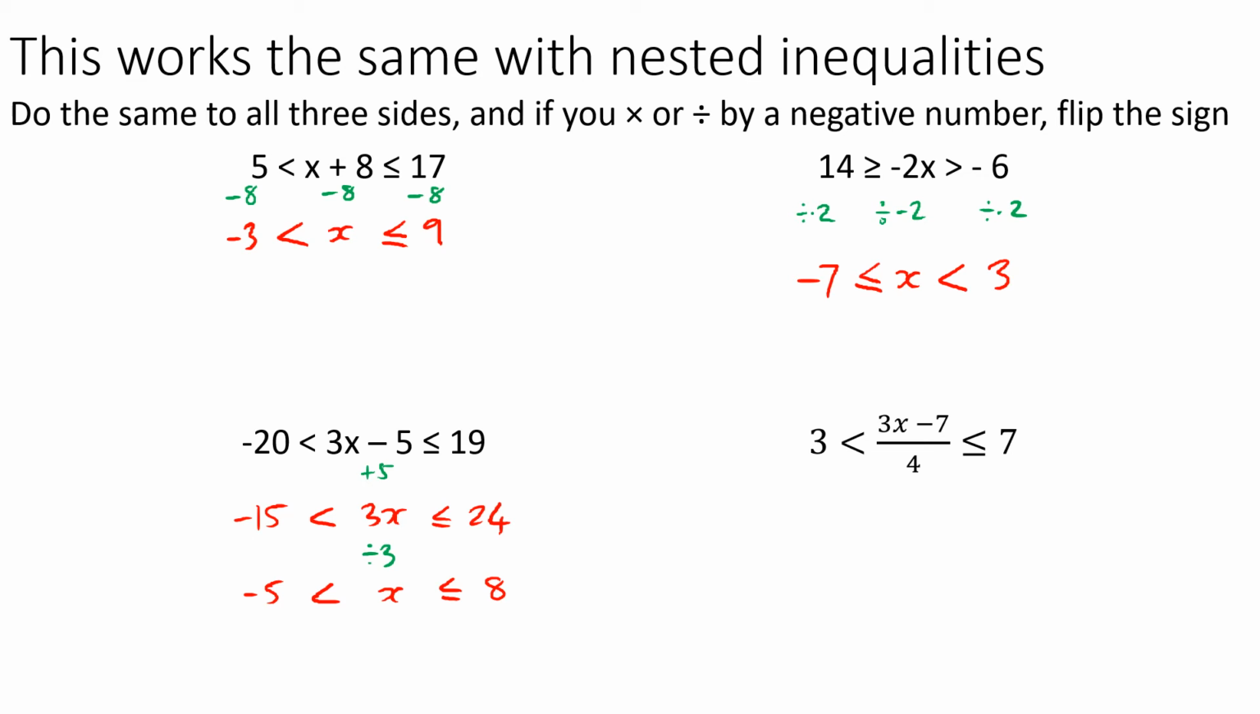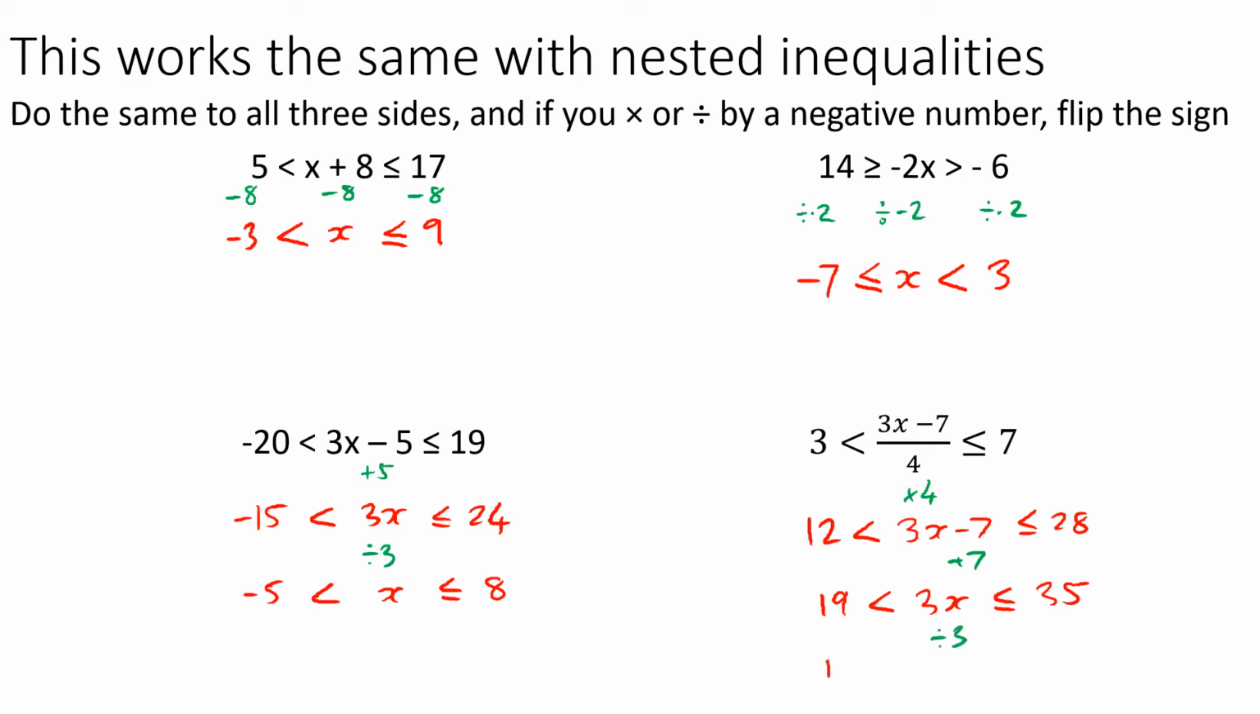And then what about this last one? First thing I'm going to do is times everything by 4. So we'll have 12 is less than 3x minus 7 is less than or equal to 28. And then it's a normal two-stepper, so we're going to add 7. So that's 19 less than 3x less than 35. And then our last thing is going to be to divide by 3.